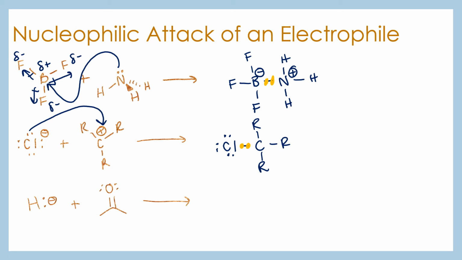One more example. In the one below, we have a ketone, which has a dipole, so there's a partial positive on this carbon and a partial negative on the oxygen. Another way of looking at this is through the resonance form, where you have a negative charge on the oxygen and a positive charge on the carbon.